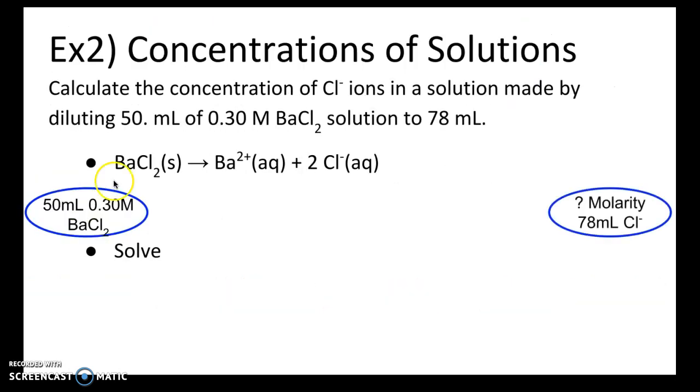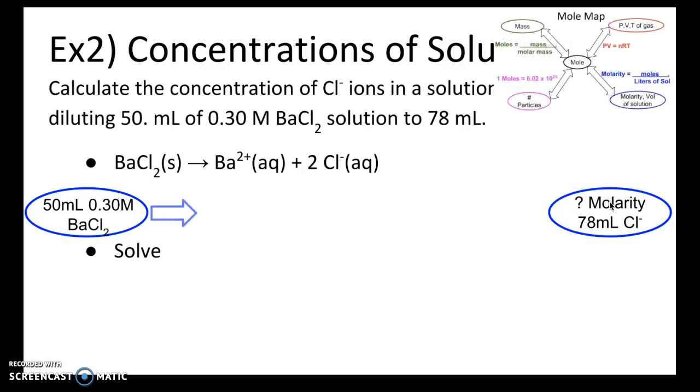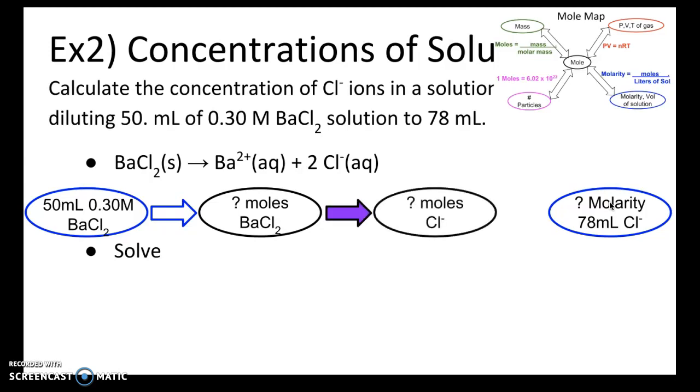So we're going from 50 milliliters of a 0.3 molar barium chloride solution to, we don't know the molarity of, a 78 milliliter chloride solution. And the mapping looks very similar. We're going from what we're starting with to moles of barium chloride, from moles of barium chloride to moles of chloride, and then from there we can get the molarity. So that part in the middle is the same as what we saw in example 1.